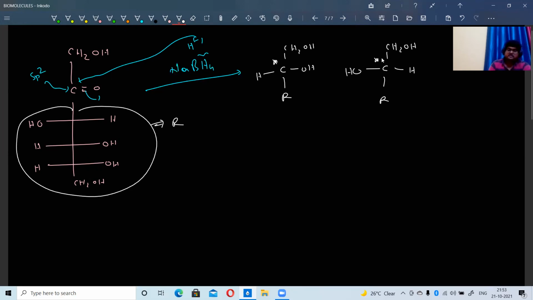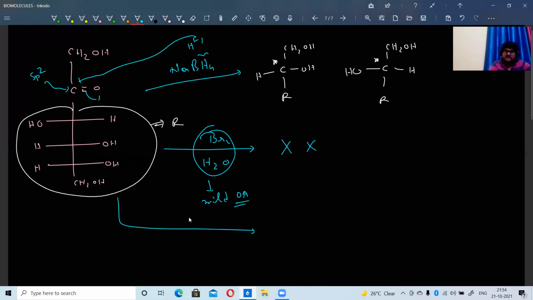Now a different form is also possible. If you go for bromine water, no reaction takes place here. Remember, in the glucose case, the CHO group gets oxidized. Why does the reaction not take place here with bromine water? Because bromine water acts as a mild oxidizing agent.